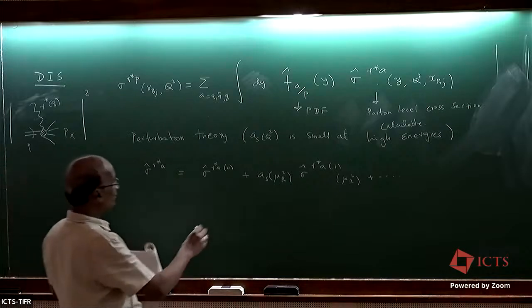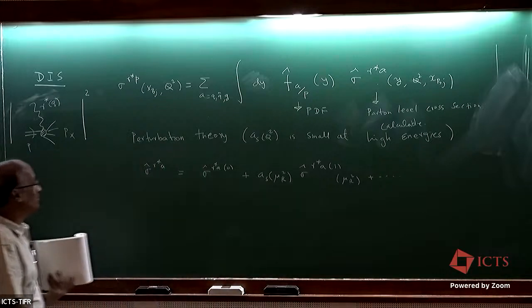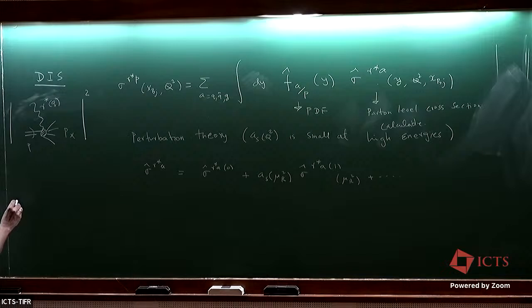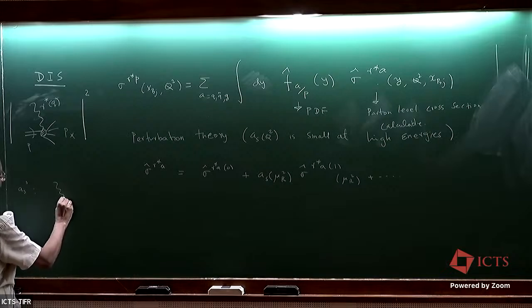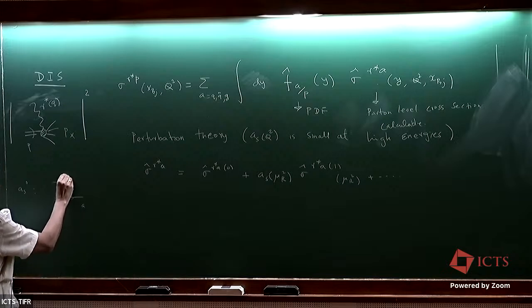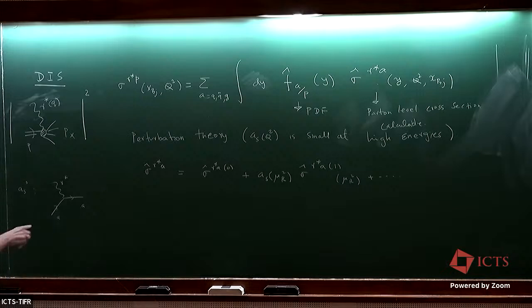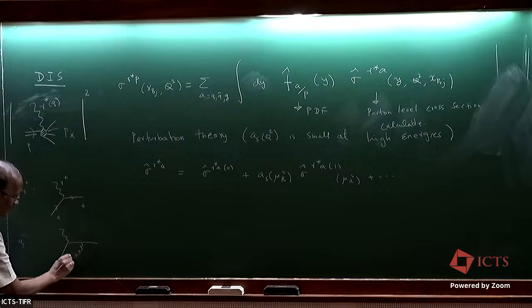Now, what are the diagrams that would contribute? I'm going to list some of these processes. At leading order, alpha S power zero, you can have a diagram where a parton of type A scatters off this photon gamma star. This is one amplitude that you can write. Now at the first order in alpha S, this is 0, this is 1, you can have terms like corrections to this.